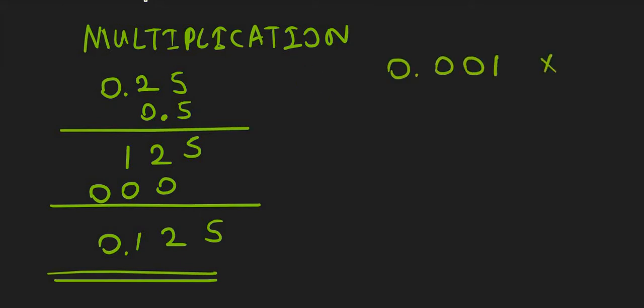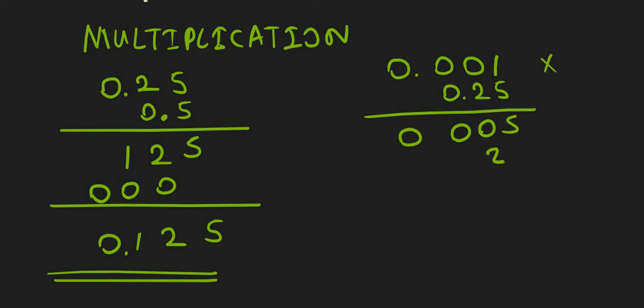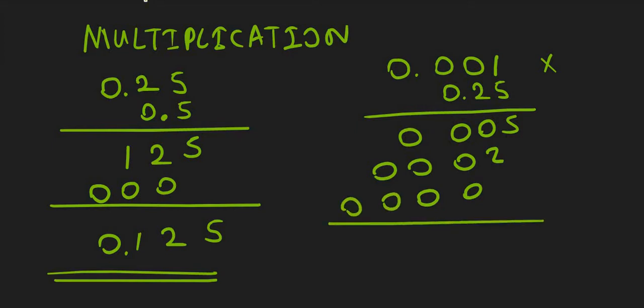0.001 multiplied by 0.25. 1 into 5 is 5. 5 into 0 is 0, and again 0 for the remaining zeros. 2 into 1 is 2, and 2 into 0 is 0, for the remaining zeros. 0 into 1 is 0, and 0 into 0 is 0. So you need to have these 3 lines representing the multiplication effect of each digit, and then you write down the numbers.